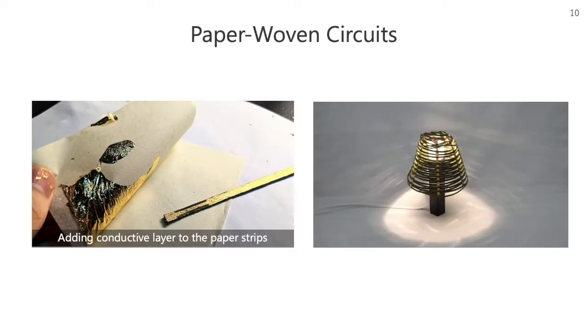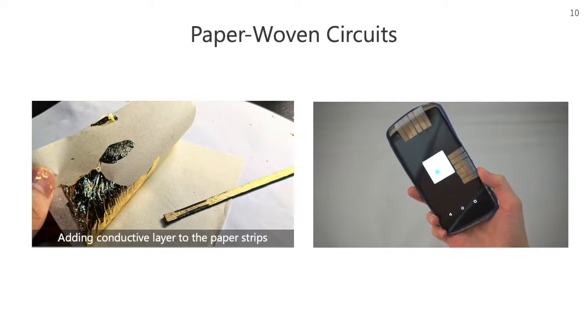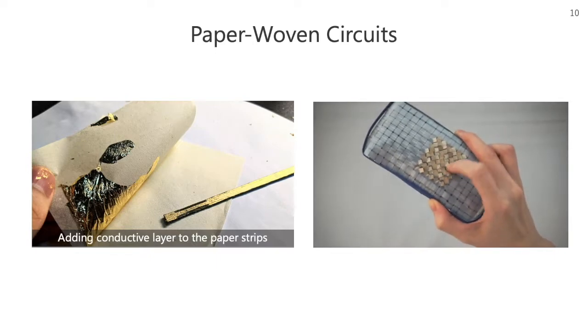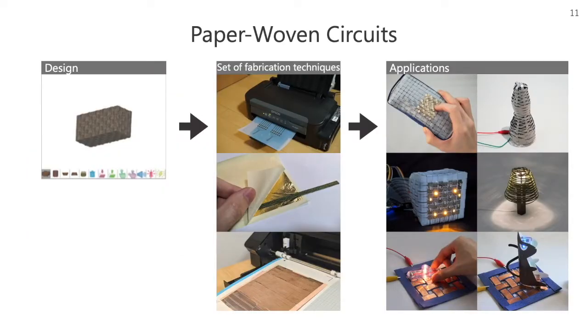We take a different approach inspired by the method of weaving passive strips to form various shapes. The key idea of paper-woven circuits is to add wiring and sensors to the papercraft by adding conductive materials on the surface of the strips. By weaving the strips together, it is possible to simultaneously form the skeleton of an object and its wiring or sensor arrangement. Our approach includes a set of fabrication techniques and a design support system.